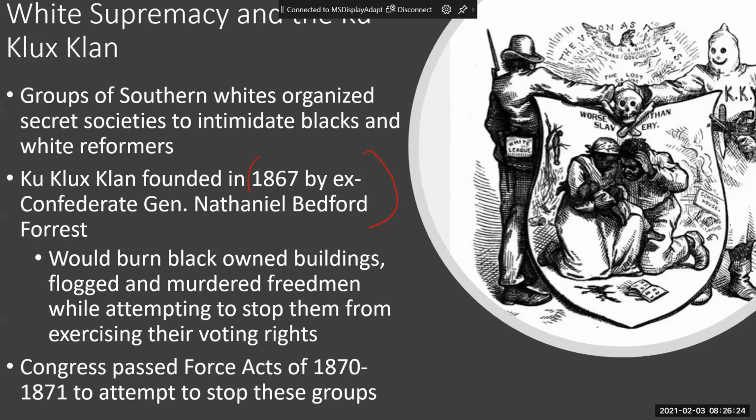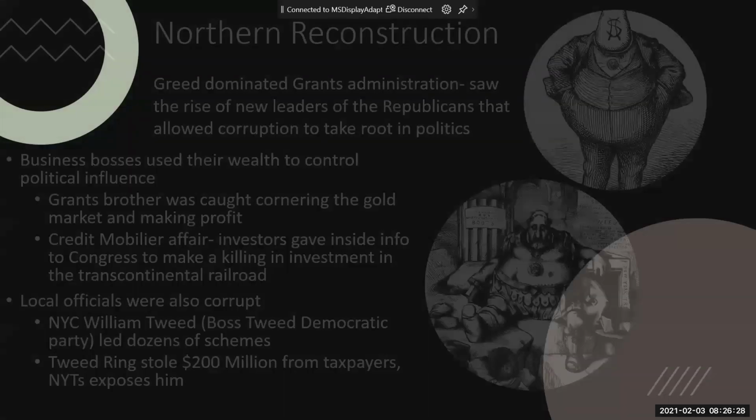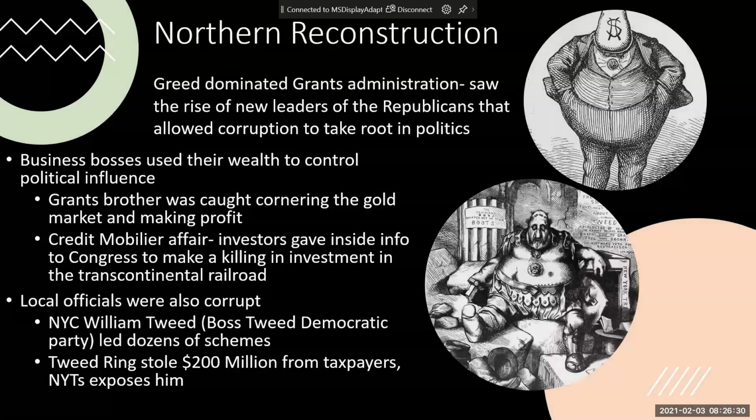And we'll talk more about this group as time progresses, but this is really where it starts to emerge. Now, in the North, when things are not looking so great in the South, the North doesn't really look that good either. Unfortunately, as I mentioned before, Grant's administration is plagued with greed, as in corruption is rampant all over politics. And in the North, you see this happen probably more than anywhere else.